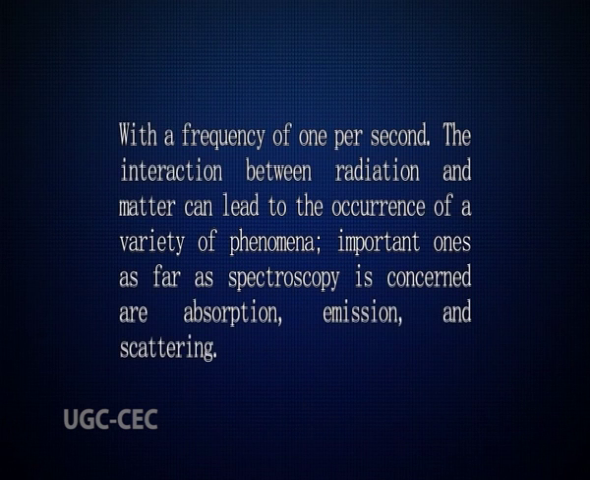The interaction between radiation and matter can lead to the occurrence of a variety of phenomena. Important ones as far as spectroscopy is concerned are absorption, emission, and scattering. Absorption. Absorption occurs when electromagnetic radiation is absorbed by atoms, ions, or molecules within a sample. The basis of absorption spectroscopy is the measurement of the manner in which matter absorbs radiation.